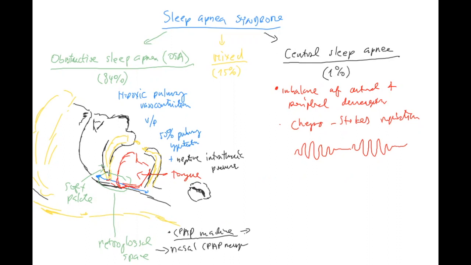But to tell these two apart, it's very simple. You don't need EEG. You just need to monitor the movement of the chest and the flow of the air from the nose. And in case the person has no flow of the air, but the chest is moving, obviously it's the obstructive sleep apnea. If the movement of the chest stops and the flow of the air stops, that's the central sleep apnea. So this is a very simple way how you can tell.